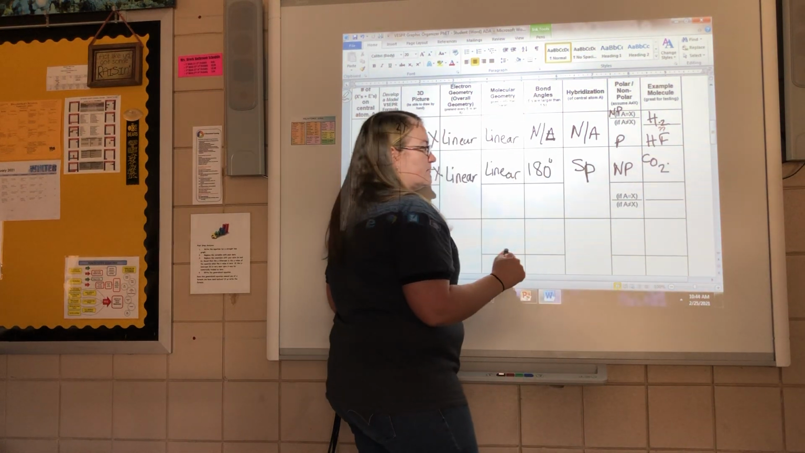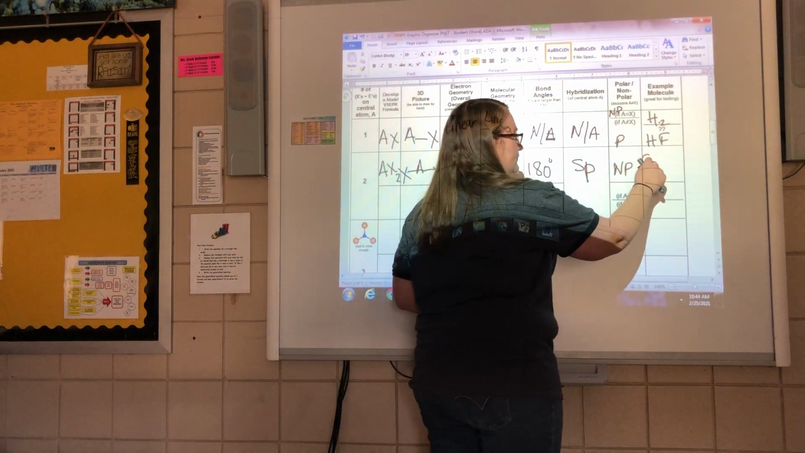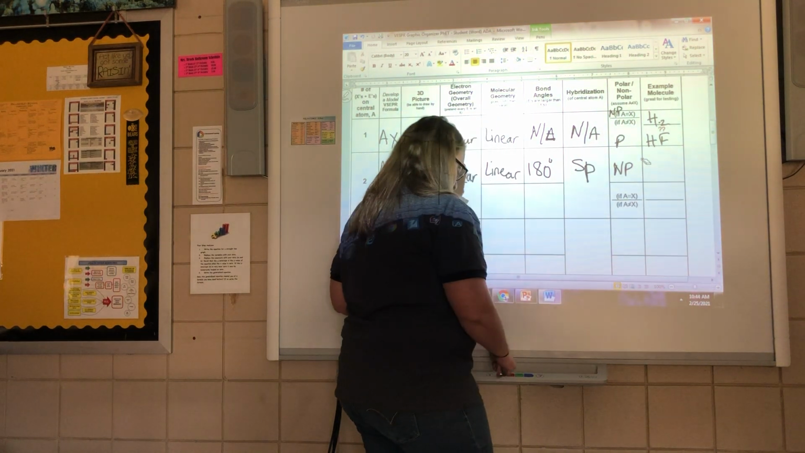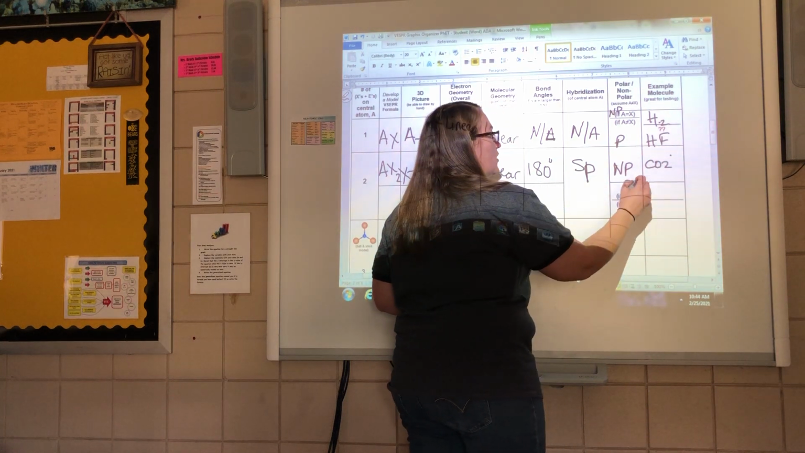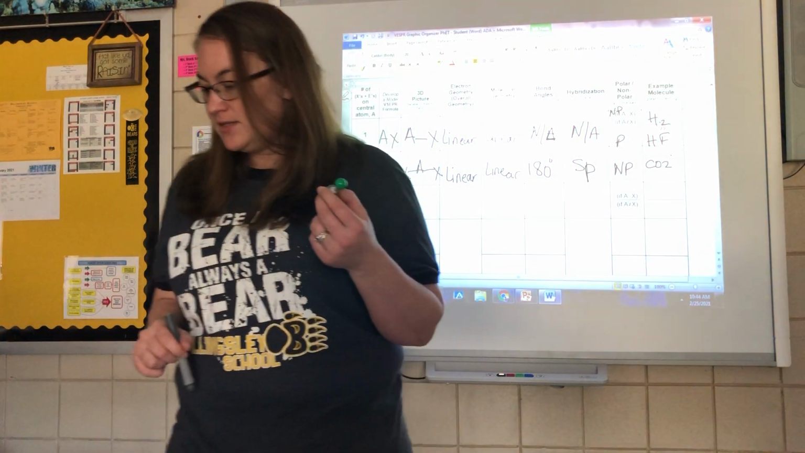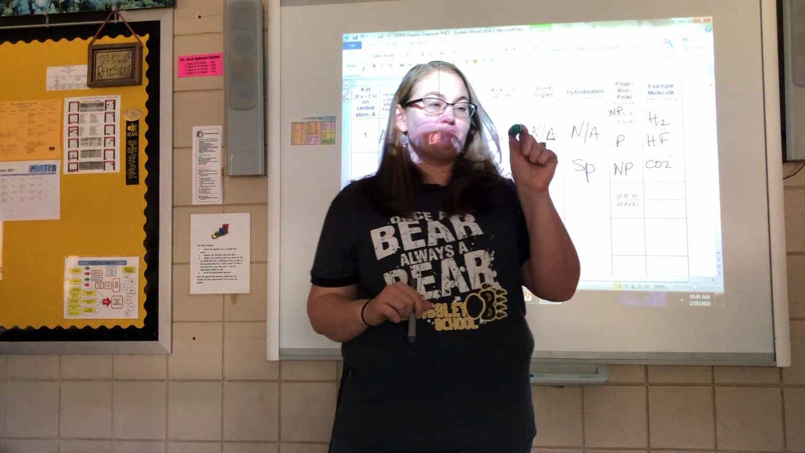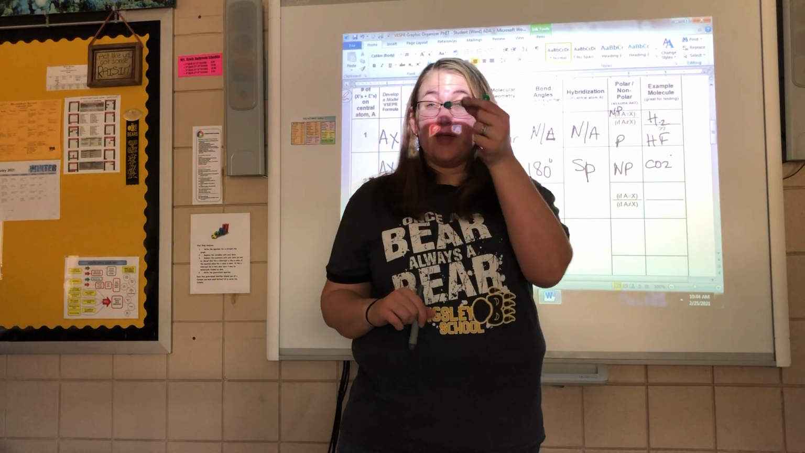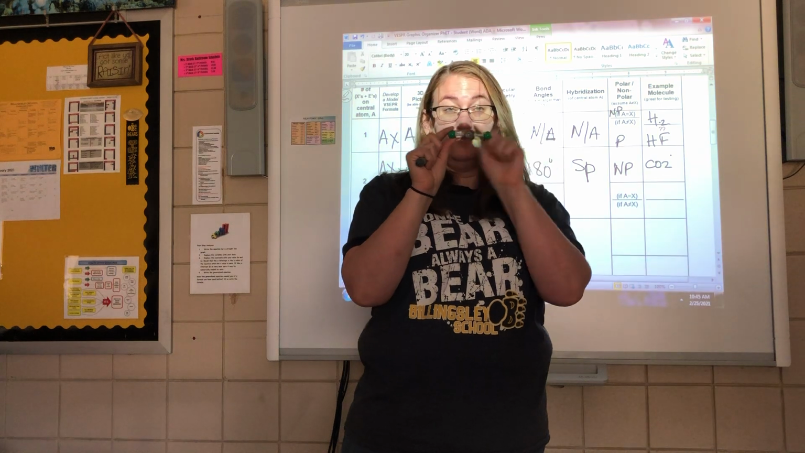Whew, gracious. Let's try that again. Another example of this might be BeCl2. Anything where we have one central atom and 2 here, that's going to be linear.